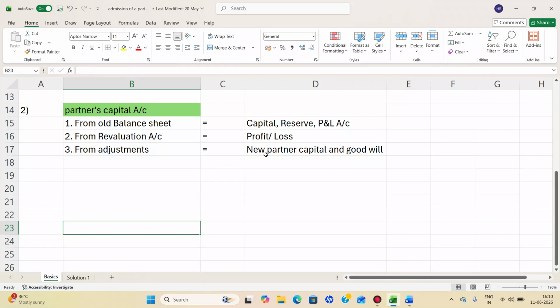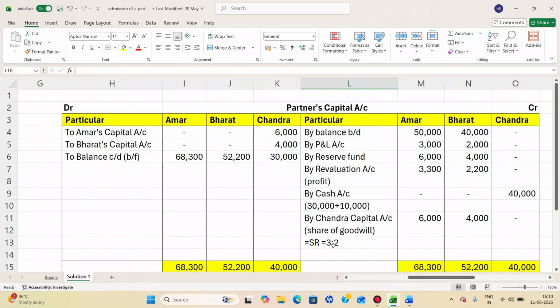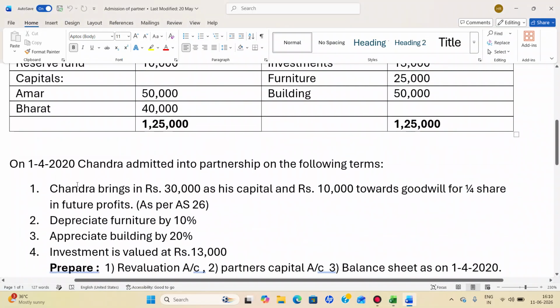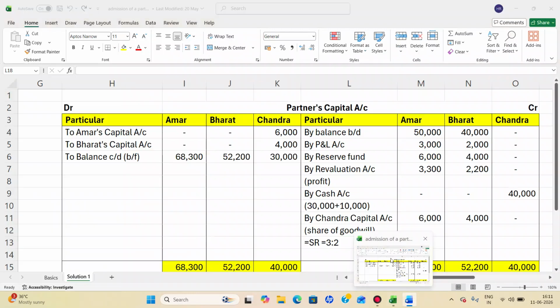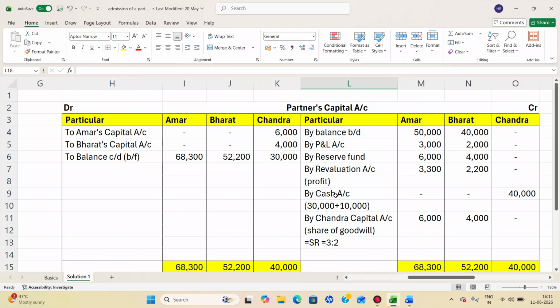Here, after that, I will go here. From adjustment, new partners capital and goodwill. Here, Chandra brings 30,000 as his capital, 10,000 towards goodwill for one-fourth share in profits. So here Chandra brings 30,000 as a cash or capital and 10,000 towards goodwill. We have to mention this. Here by cash, that is 30,000 plus 10,000 goodwill. So we have to write in the Chandra's column, that is 40,000.